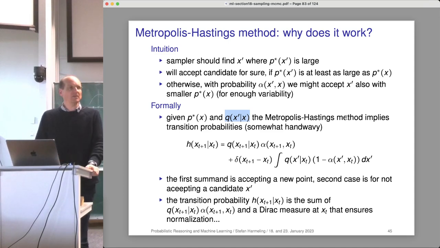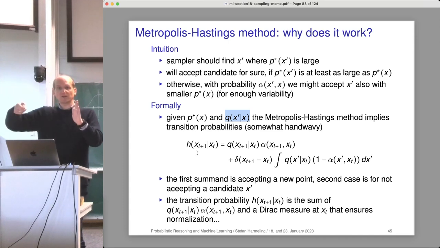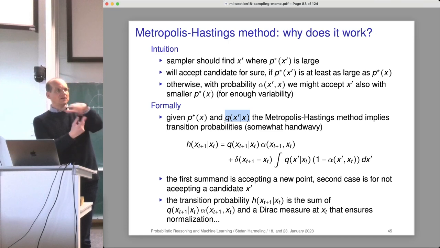For example, a Gaussian distribution is very common to use. Then our Metropolis-Hastings method implies certain transition probabilities, and here I'm staying a little bit hand-wavy. What are these transition probabilities? Those are the transition probabilities of a Markov chain. As you know, a Markov chain has an initial distribution to sample the first value, and then it gives you, given the current one, the probability distribution for the next one. And this distribution is not the Q, because the Q gets intertwined with this algorithm where we sometimes flip a coin. So the transition probabilities of our Metropolis-Hastings method are more complicated than just the Q. However, of course, it's related to the Q.